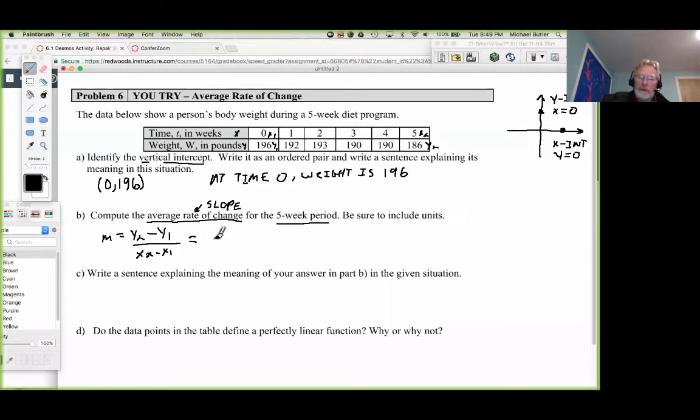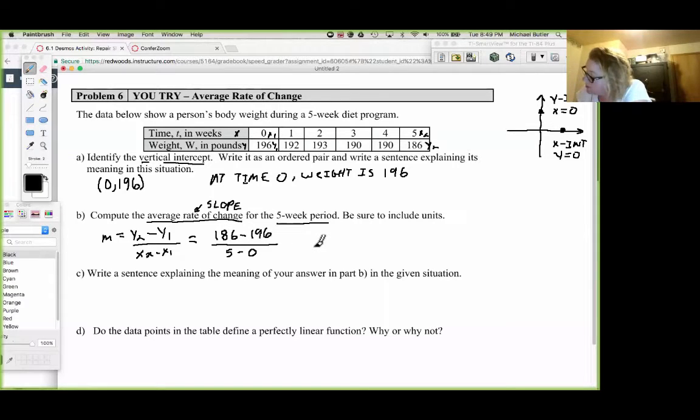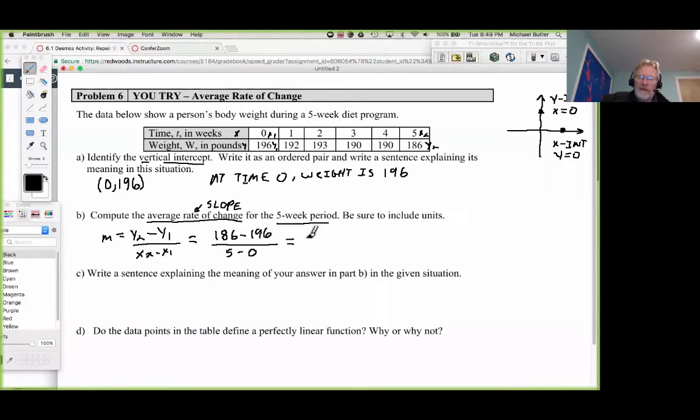So that's going to be 186 minus 196, divided by 5 minus 0. That's -10 over 5, so 2. But hang on, it's -2, isn't it? Oh, yeah.